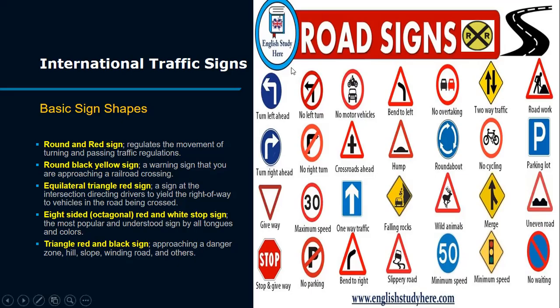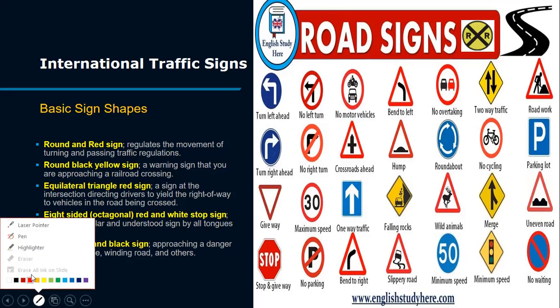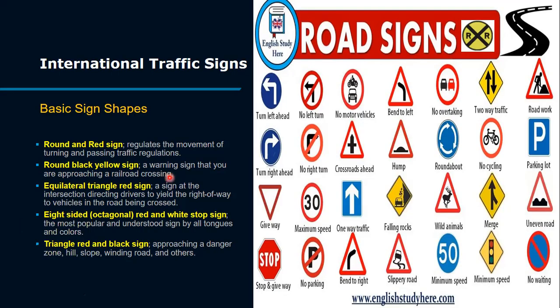So the round and red signs regulate the movement of turning and passing traffic. Like this. Okay, the round black and yellow sign warns that you are approaching a railroad crossing. It looks like this. And the equilateral triangle red signs, a sign at the intersection directing drivers to yield the right of way to vehicles in the road being crossed.